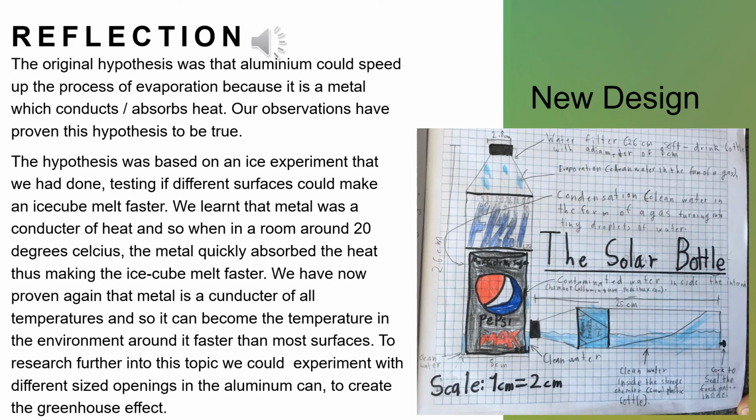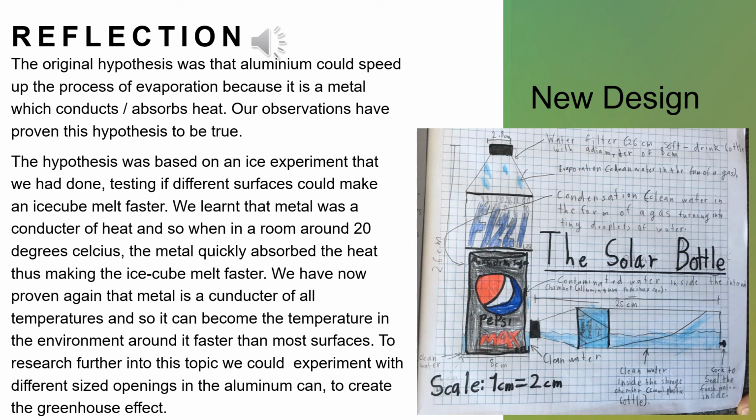Reflection. The original hypothesis was that aluminium could speed up the process of evaporation because it is a metal which conducts and absorbs heat. Our observations have proven this hypothesis to be true. The hypothesis was based on an ice experiment that we had done, testing if different surfaces could make an ice cube melt faster. We learnt that metal was a conductor of heat, and so in a room around 20 degrees Celsius, the metal quickly absorbed the heat, thus making the ice cube melt faster.